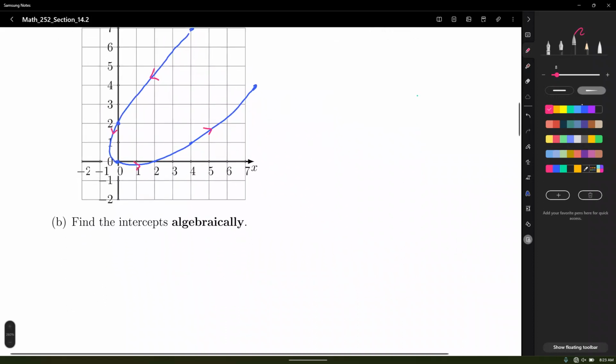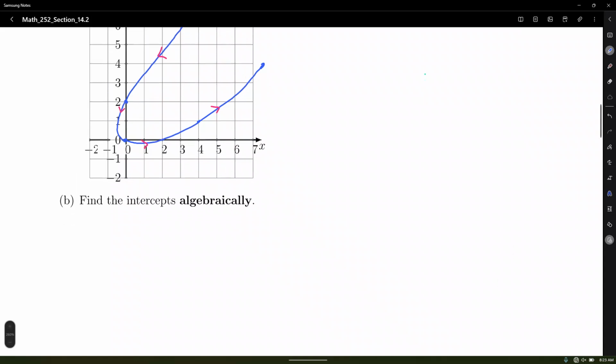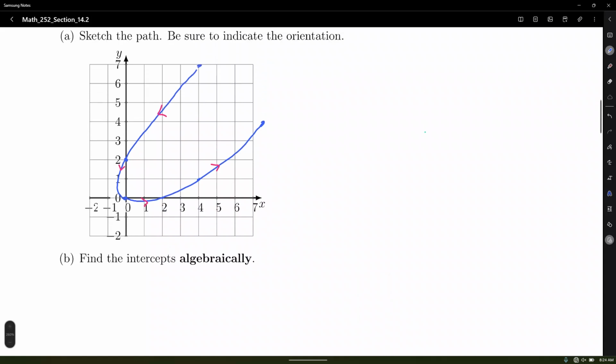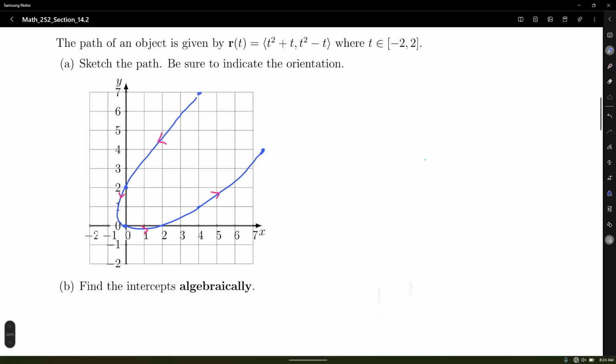You can see that the intercepts are, number 1, the origin, (0, 2), and (2, 0). Well, we need to get this algebraically. Well, again, how do we get intercepts? How do we get the x-intercept of a regular function, even if it's not parametric? What do we set equal? Y. In this case, it's the y component of the vector valued function.